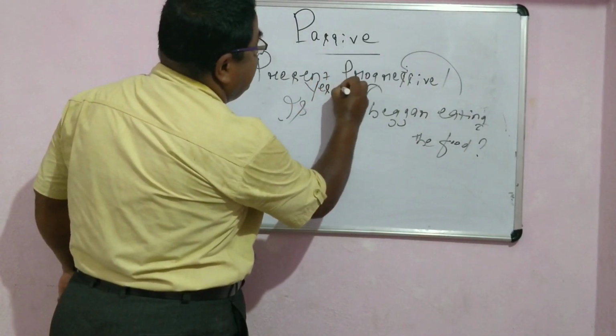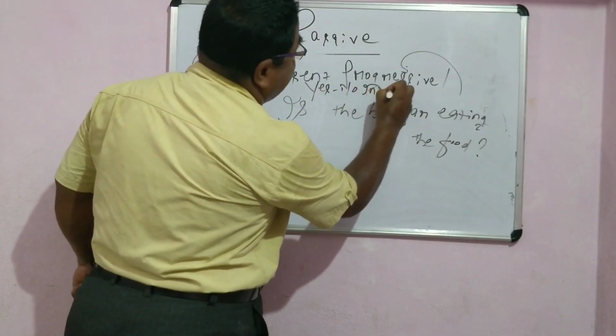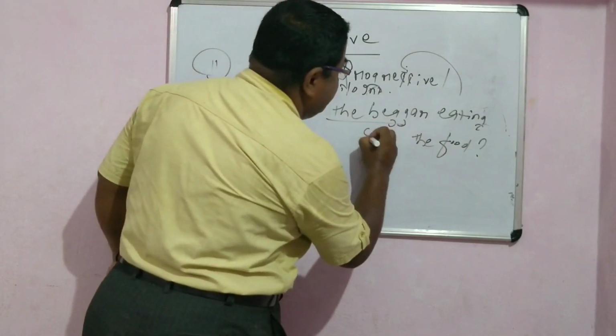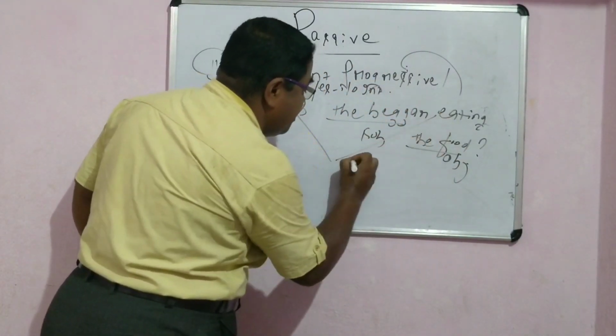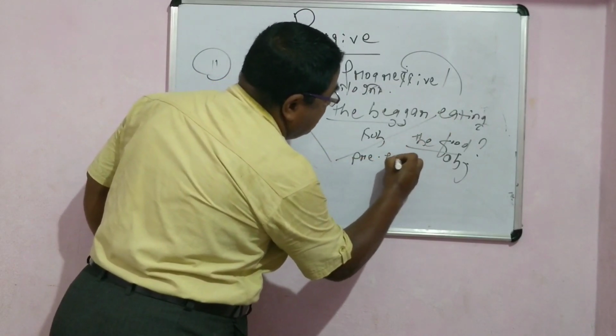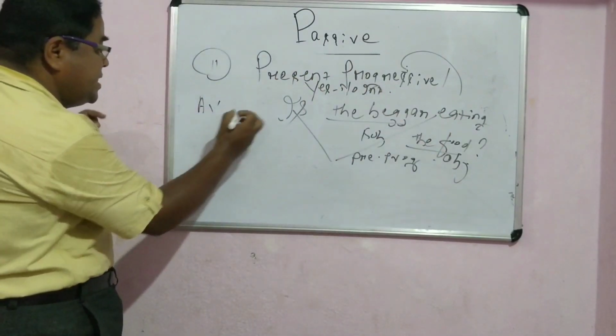This present progressive is a yes/no interrogative or yes/no question. So the beggar is the subject, the food is the object, and is eating is the present progressive. So now change this active into passive.